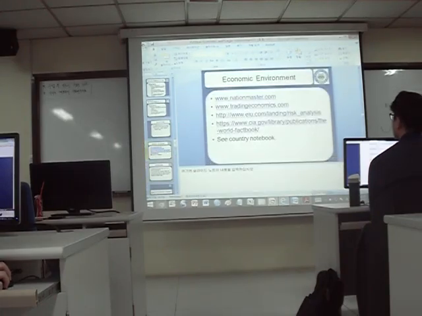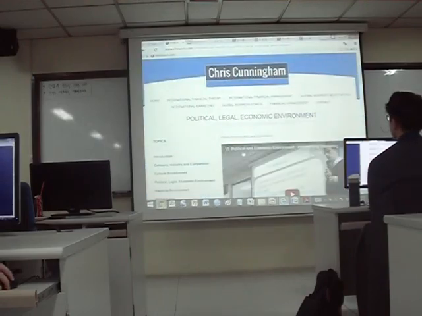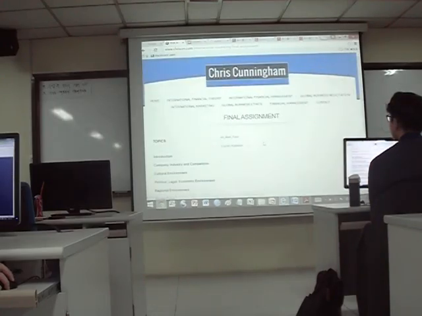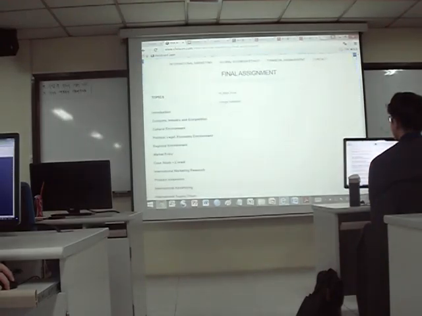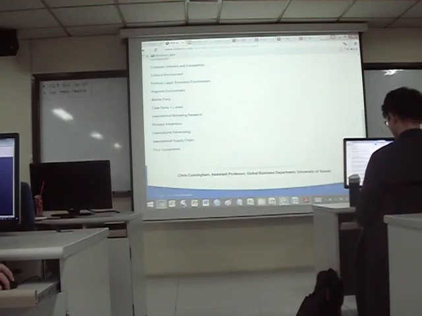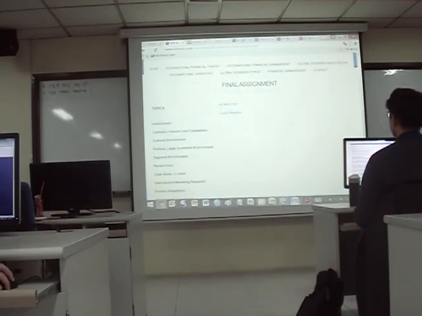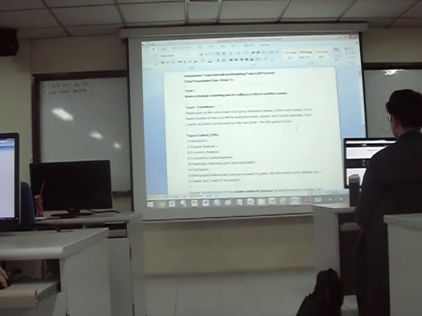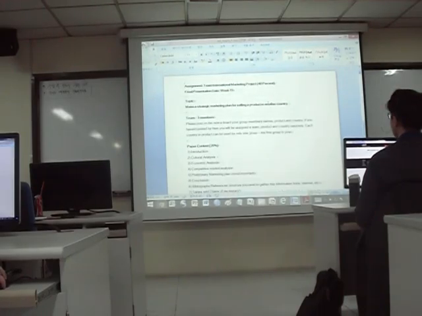The last one down here is the country notebook. We're going to talk now, for the last few minutes, about the final assignment. We can see the country notebook here next to the final assignment. The country notebook is helping us to do our final assignment. So this is the final assignment: we have to make a strategic marketing plan for selling a product in another country.